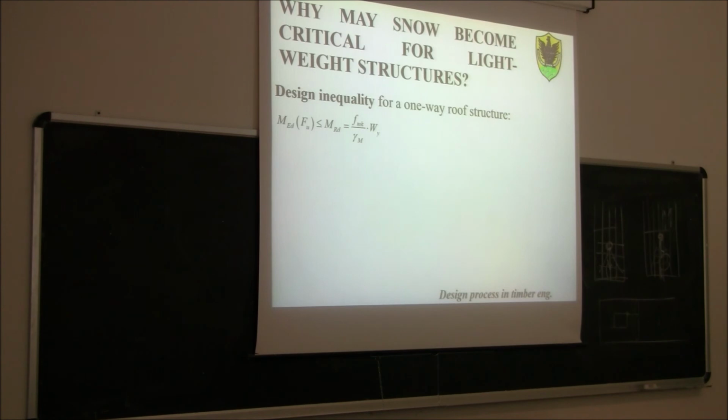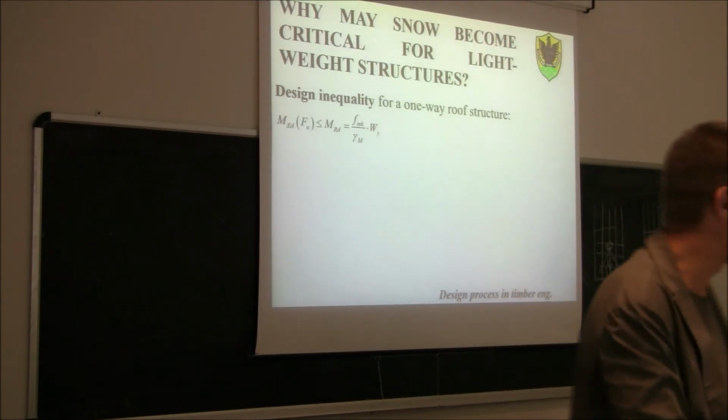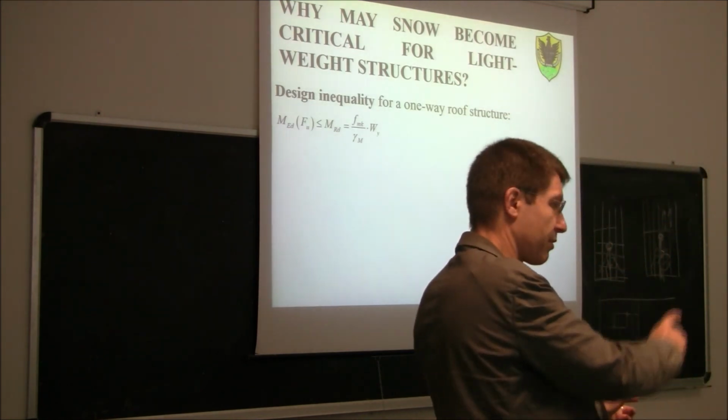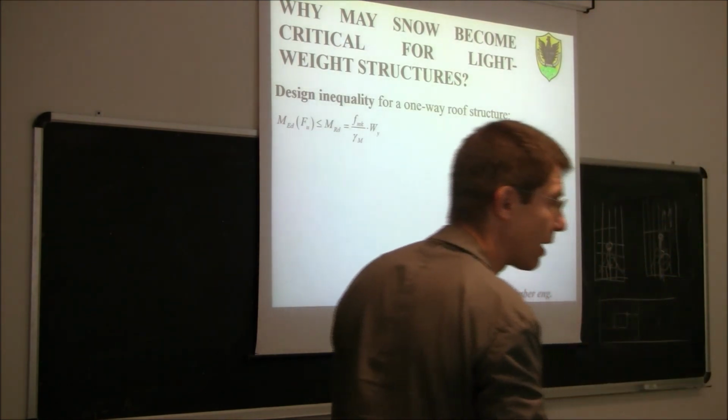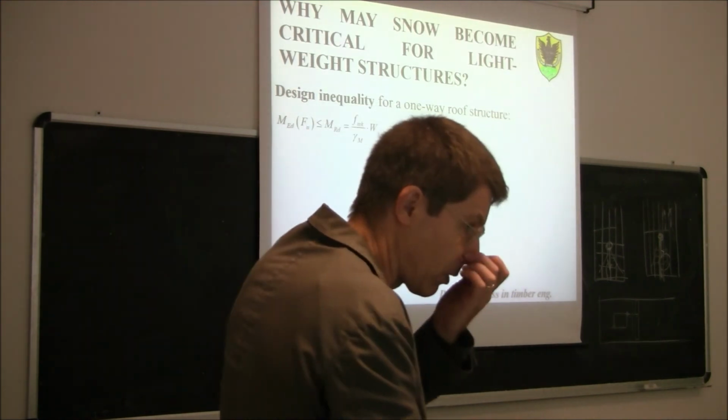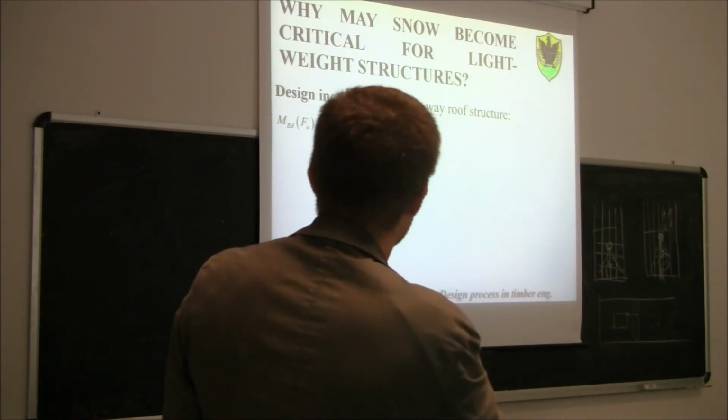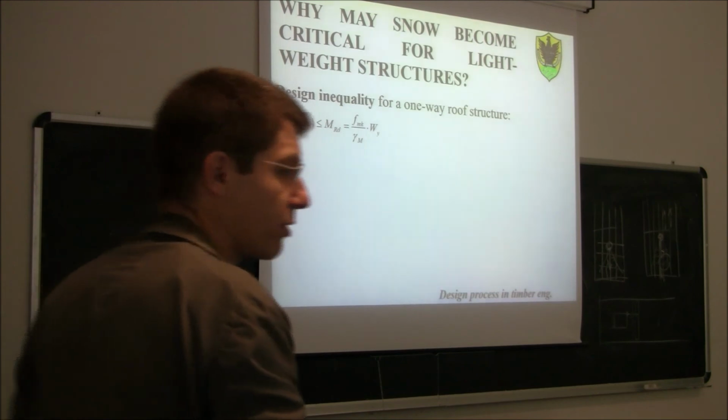For a normal material, bending moment capacity is the design stress, which is the characteristic bending strength divided by the partial safety factor, times the section modulus of the beam. If you have an elastic material, the section modulus for a rectangular cross section is the breadth times the depth squared divided by 6. Okay, b d squared divided by 6. So this is the design inequality for a one-way roof structure subjected to bending.